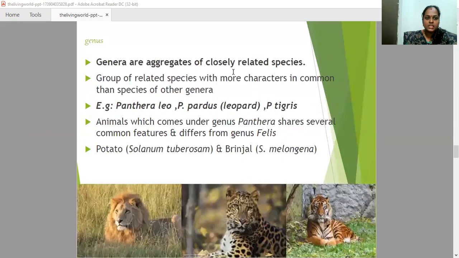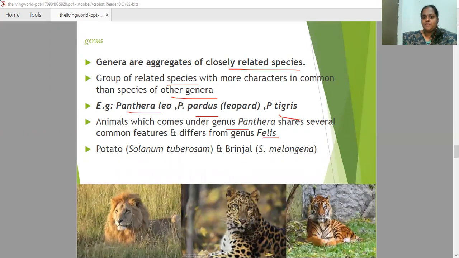Next we'll move on to the genus. Genera are the aggregates of closely related species. Compared to species, it is a higher taxon. A group of related species with more characters in common than with species of other genera is a genus. Example: Panthera leo, Panthera pardus, Panthera tigris. These animals come under the same genus, Panthera, and share common features but differ from other genera.